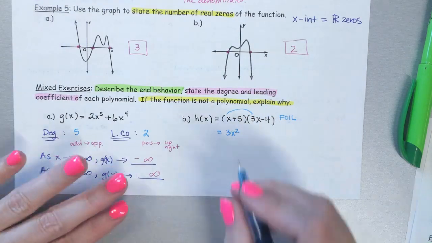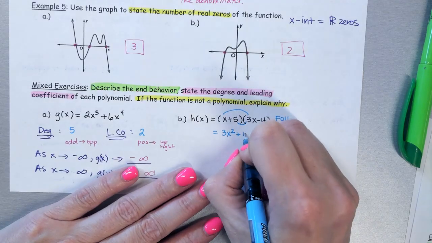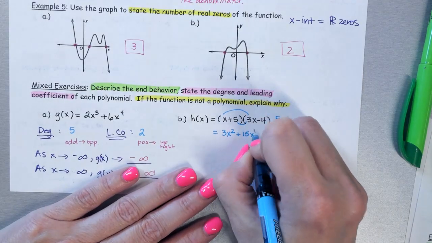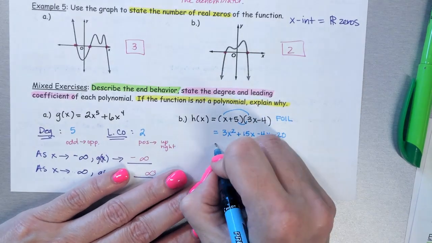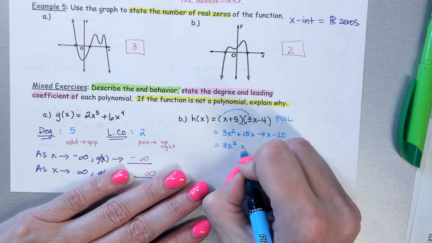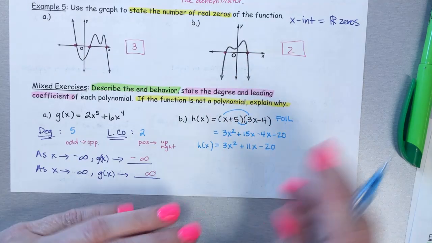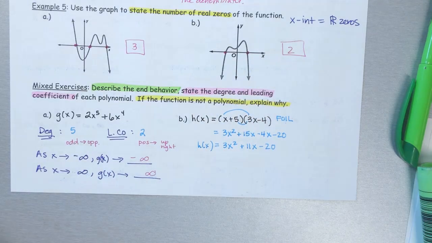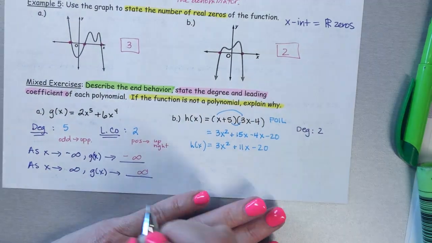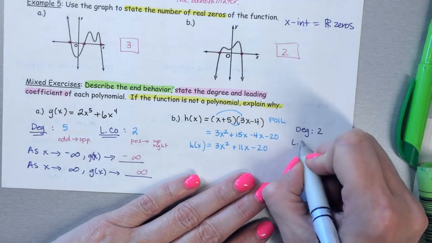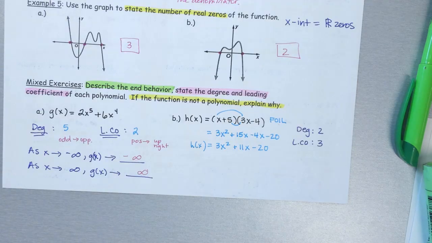Okay, so when you multiply 3x times x, you get 3x squared. I like to do the middle, the inside. So 15x, then the outside, negative 4x minus 20. So my polynomial is 3x squared plus 11x minus 20. Based on that, we can find the degree. The degree is the highest exponent, so it's 2. The leading coefficient would be the 3, and that's going to tell you a few things.